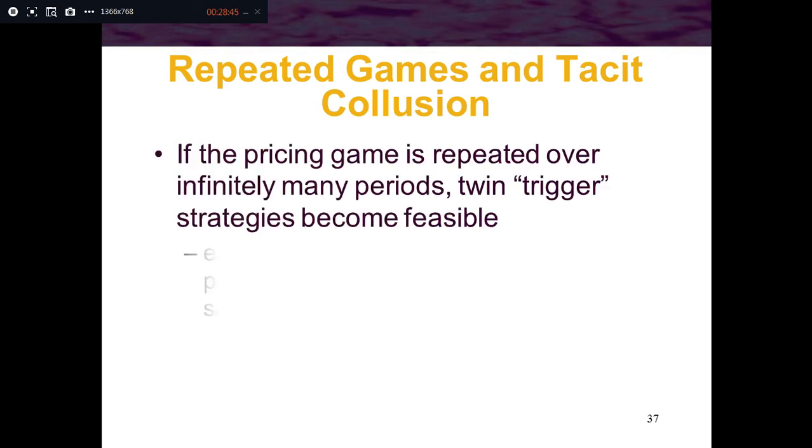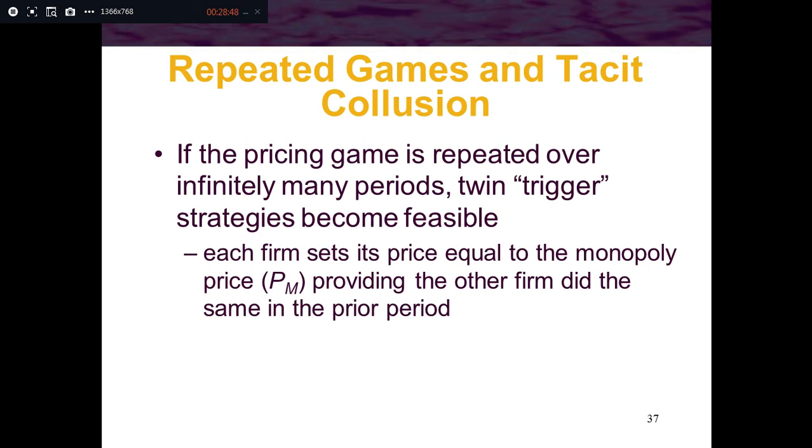So if the pricing game is repeated over infinitely many periods, then the grim trigger strategy becomes feasible, in which each firm sets its price equal to the monopoly price, provided the other firm did the same in the prior period. If the other firm cheated in the prior period, then the firm will opt for competitive pricing in all future periods.